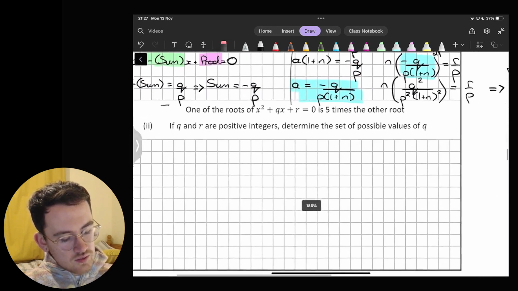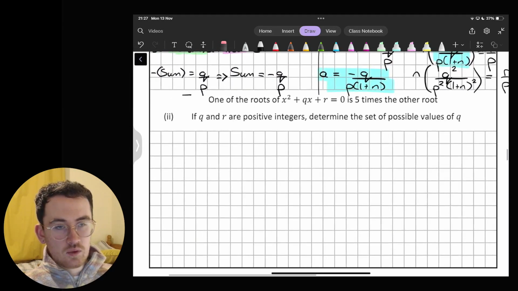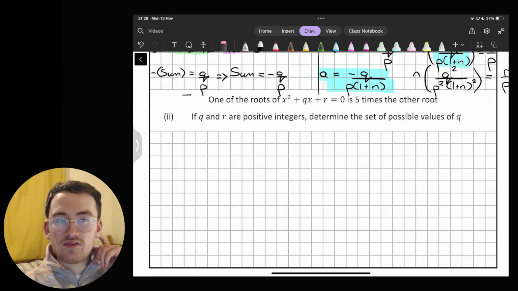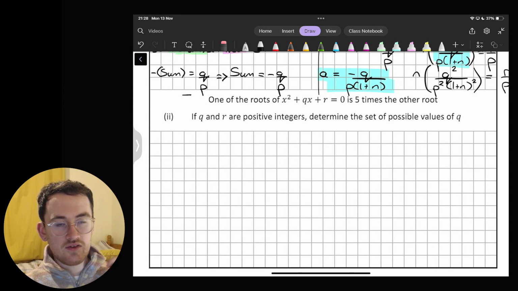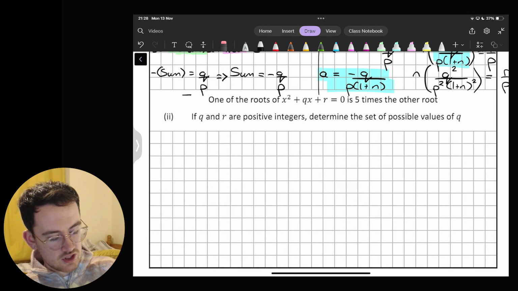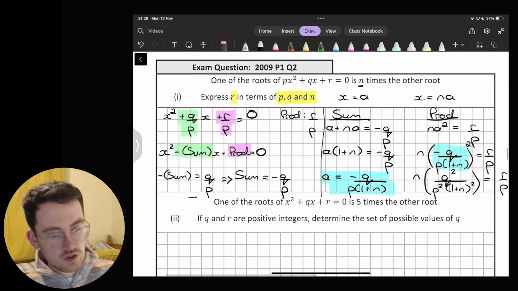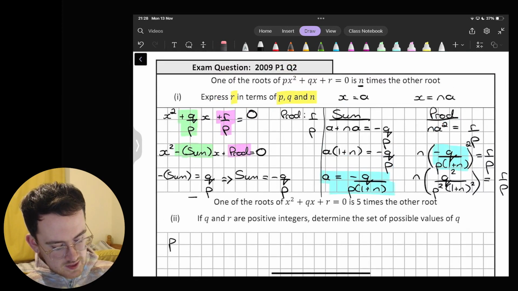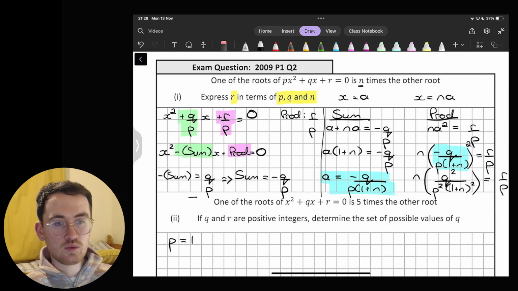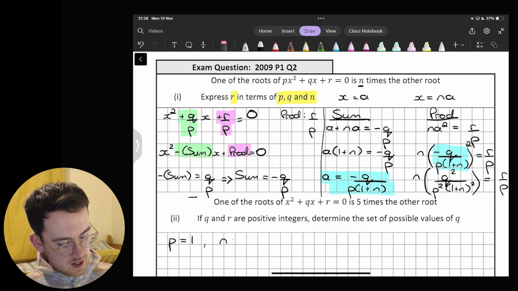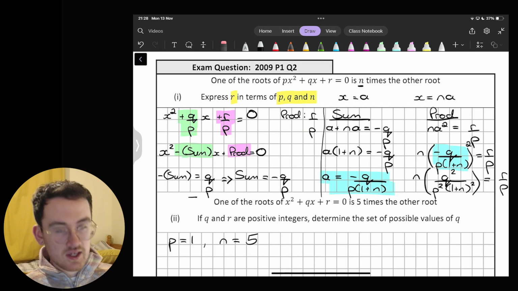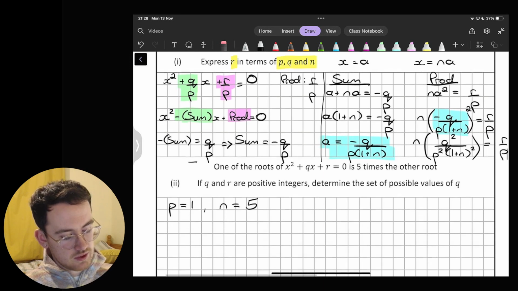Now they've told us, they're giving us kind of another quadratic here. One of the roots of this quadratic is 5 times the other root. If q and r are positive integers, determine the set of possible values of q. So let's have a look at the question. Here I can see if we compare it to the top part here, in this bottom question, p just has a value of 1. And n, being the number of times, is 5. It's 5 times bigger than the other root.